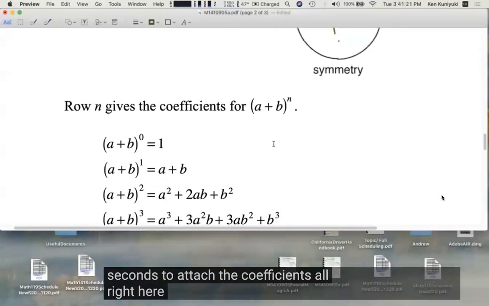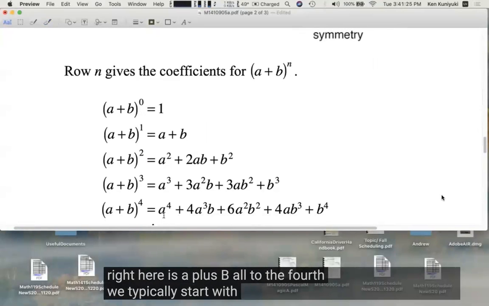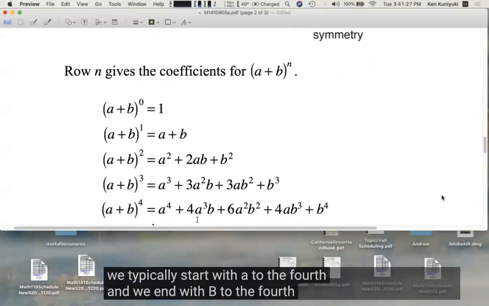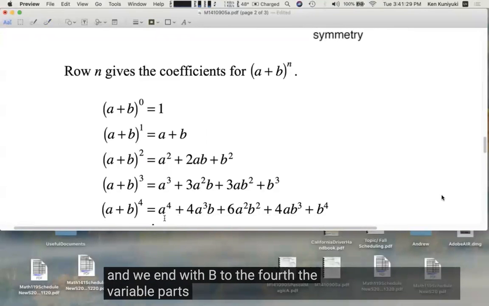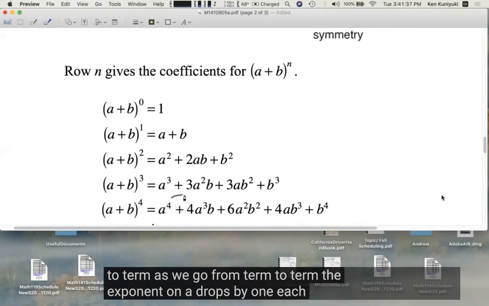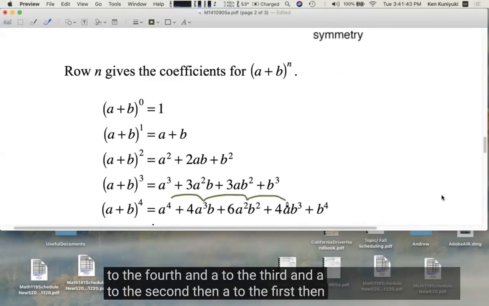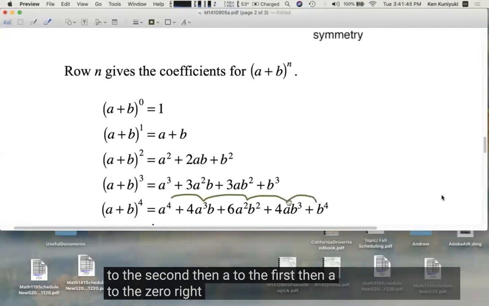All right, here's (a + b) to the 4th. We typically start with a to the 4th and we end with b to the 4th, the variable parts. As we go from term to term, the exponent on a drops by 1 each time. A to the 4th, then a to the 3rd, then a to the 2nd, then a to the 1st, then a to the 0, right?